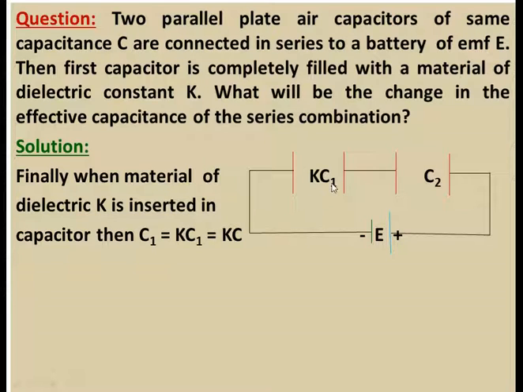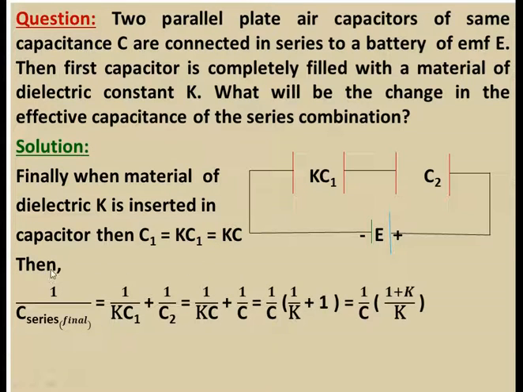So this is the new capacitance of the first capacitor, while the second capacitor is the same because there is no dielectric medium inserted in it. So the new capacitance of C1 is KC1. Now this is KC. Again, we will calculate the net capacitance of this combination in this situation.